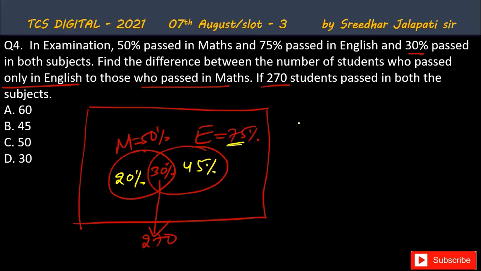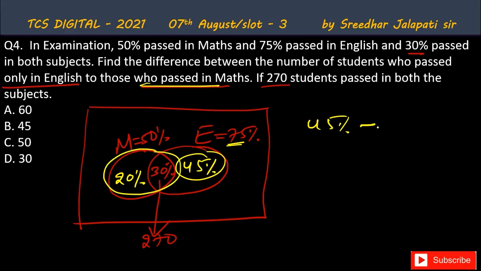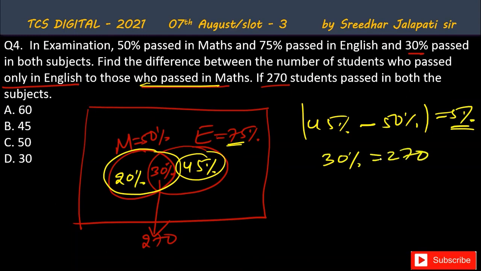Right? Now, we are asked to find the number of students who passed in only English. Only English is 45% minus the number of students who passed in maths. The number of students who passed in maths is 50. Right? So that means we have to find 5%. By the way, in the question, they have already given 30% equal to 270. We are asked to find 5%.